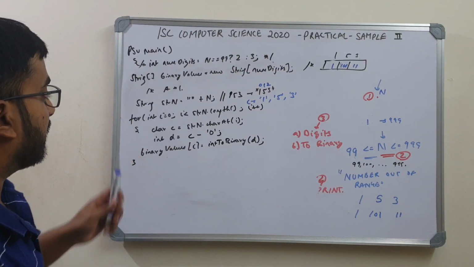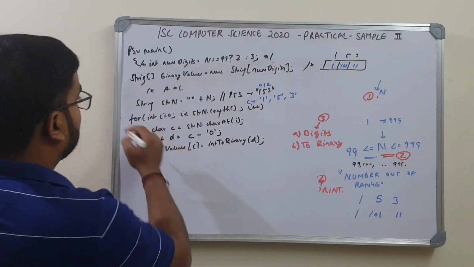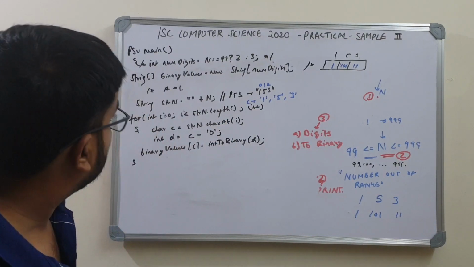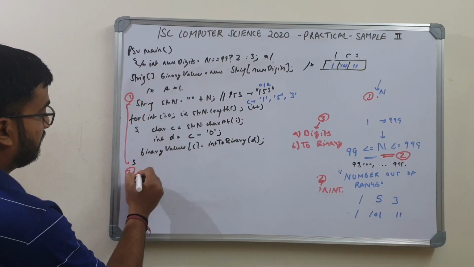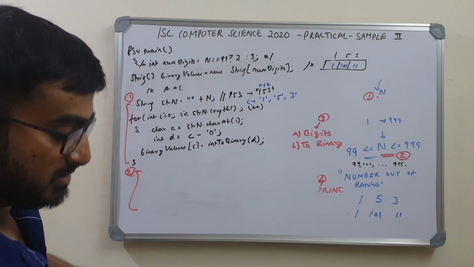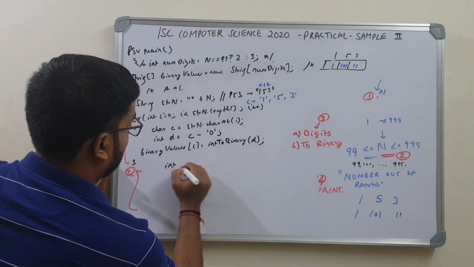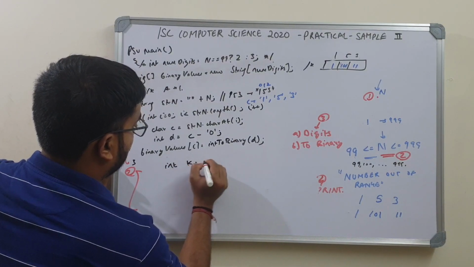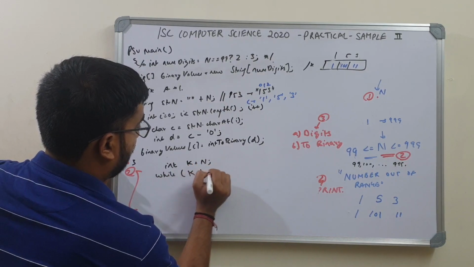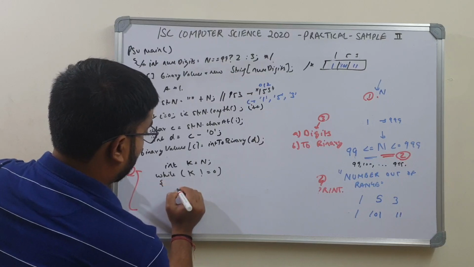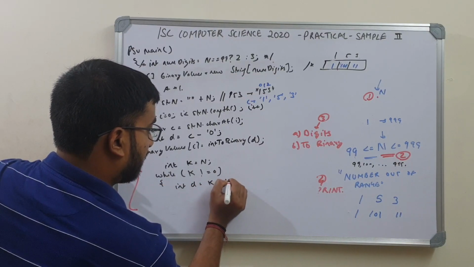The other way is you have to get each and every digit. This one is a much simpler and clearer, straightforward way. The other is, you have to use one of these. So I'm going to say int k is equal to n. While k is not equal to 0, I'm going to get int d equals k percent 10.